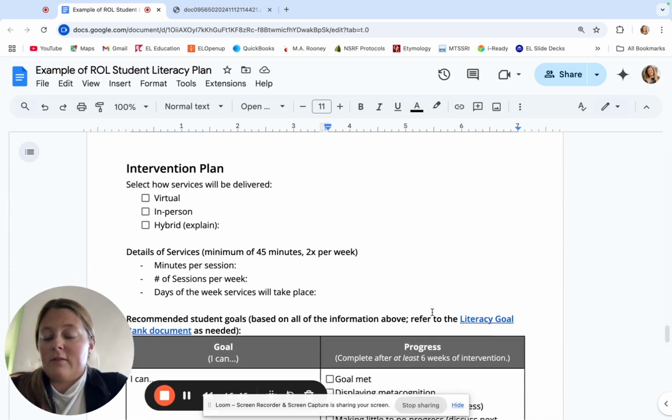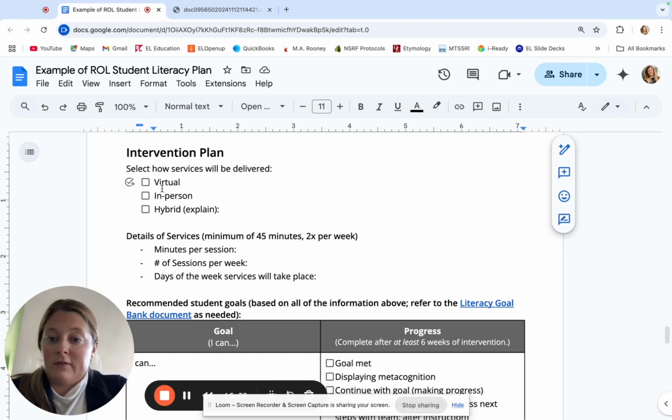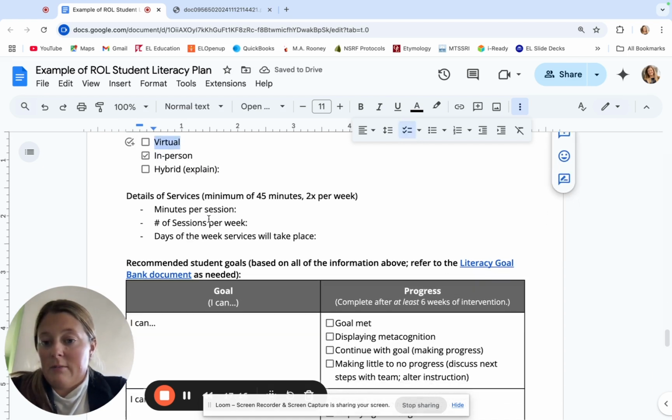Okay. So now the plan, heavy focus on word recognition for this kiddo. So, and fluency. So this would just be, are the services in person? I'm just going to pretend I work at a school and that I'm this child's teacher, and I'm going to say that it's in person. Let me just fix this. And, if it was tutoring, for example, it could be virtual or hybrid.